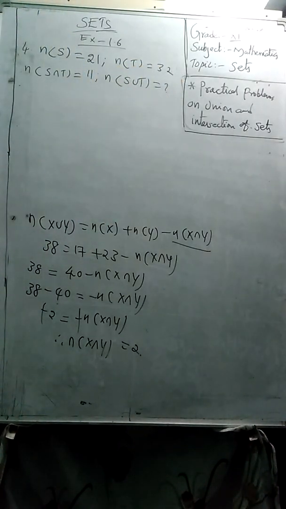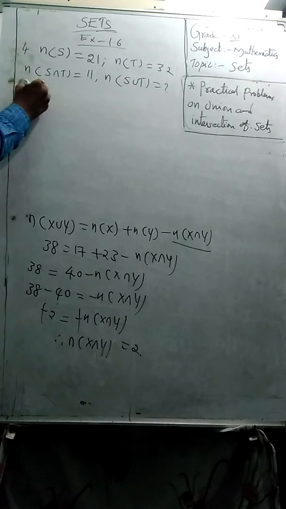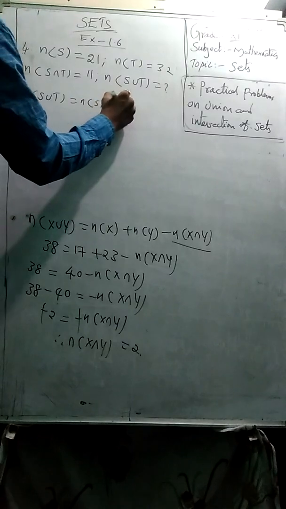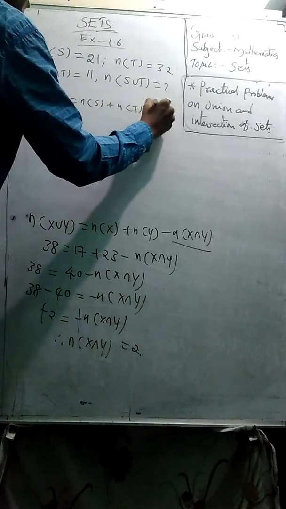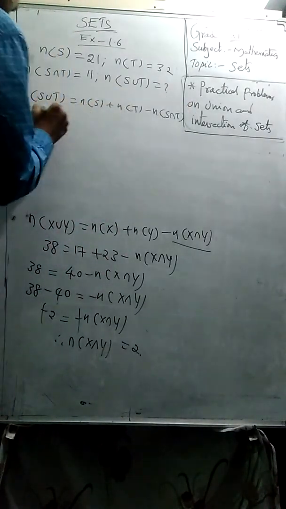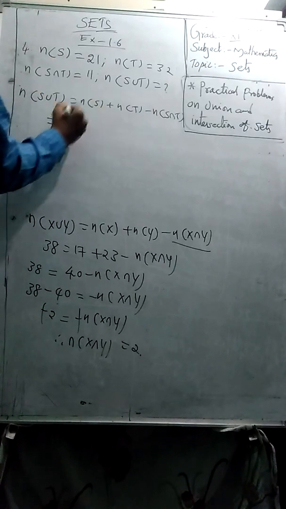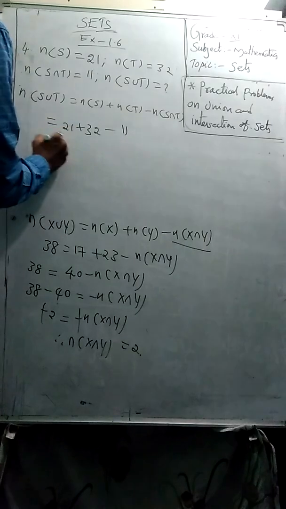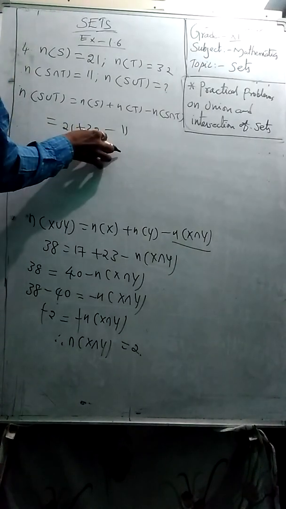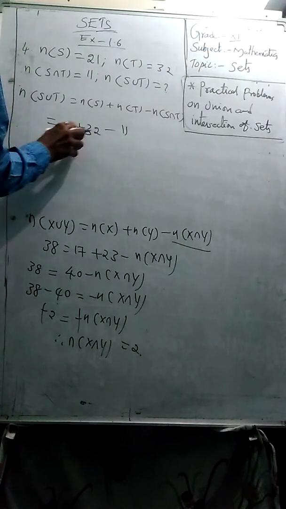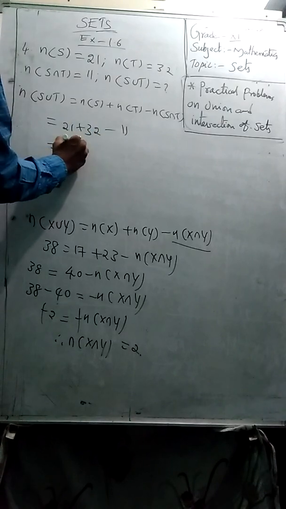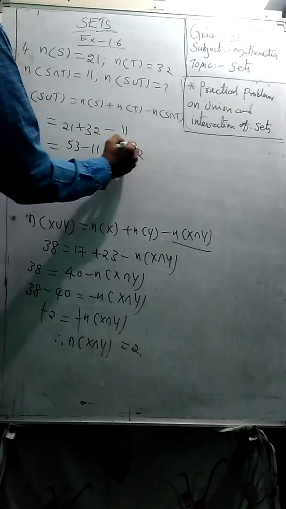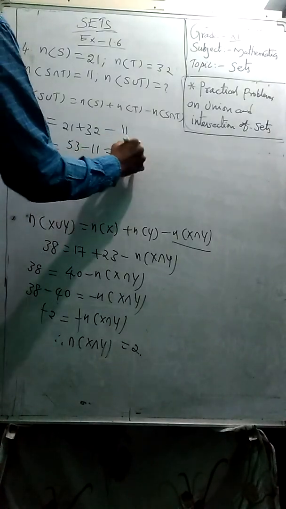Same formula, students, let us substitute. n of S union T equals n of S plus n of T minus n of S intersection T. Let me substitute: 21 plus 32 minus 11. If you solve, 21 plus 32 is 53, minus 11. If you subtract, we have here 42.